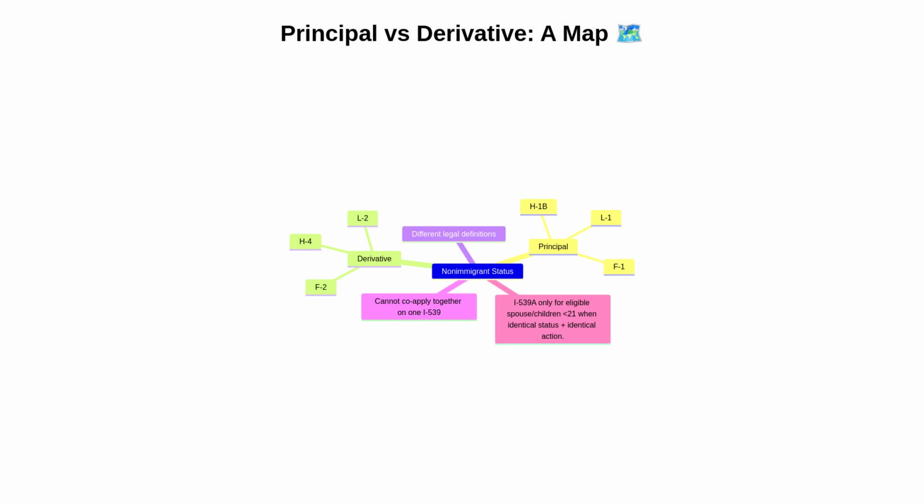This mind map starts with the root concept of non-immigrant status, branching into principal statuses like F1, H1B, and L1, and derivative statuses like F2, H4, and L2. Side notes clarify that the legal definitions differ between principal and derivative statuses, which is why they cannot be co-applicants on a single I-539. The map also highlights that I-539A is only for eligible spouses and unmarried children under 21, when the identical status and identical action requirements are satisfied.